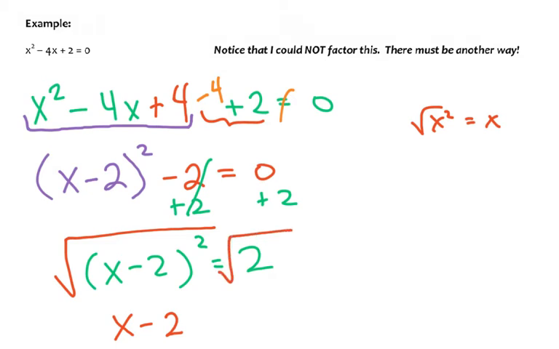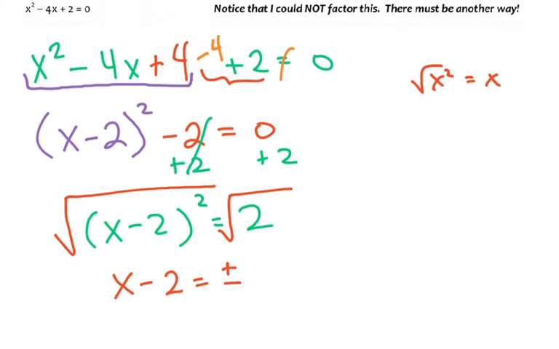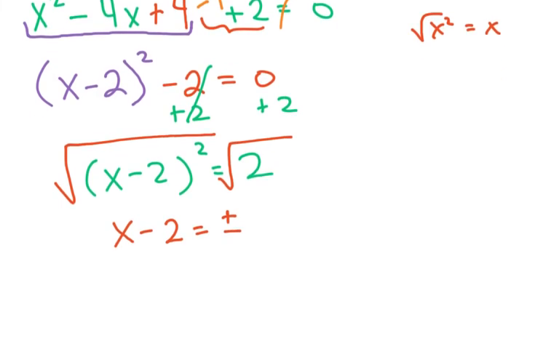So I have to take the square root of the other side as well. Now remember that when you take the square root of both sides, you have to do a plus or minus right there. You can't just say it's the square root of 2. So it's plus or minus the square root of 2. And then to solve that for x, I'm going to add 2 to both sides.